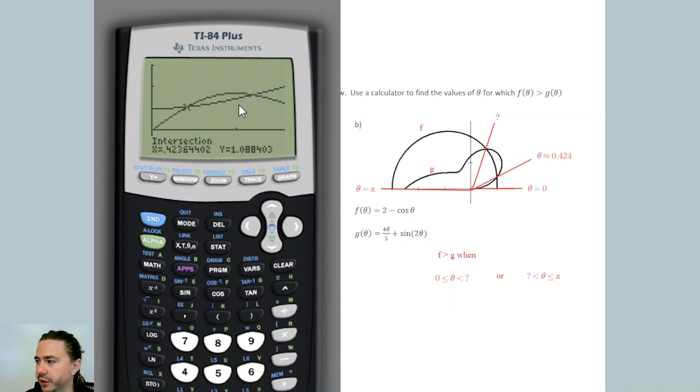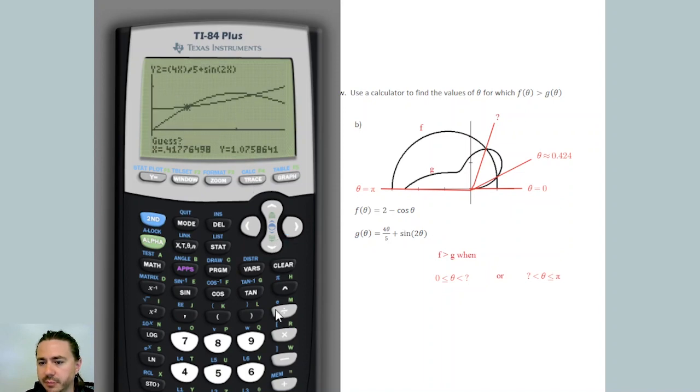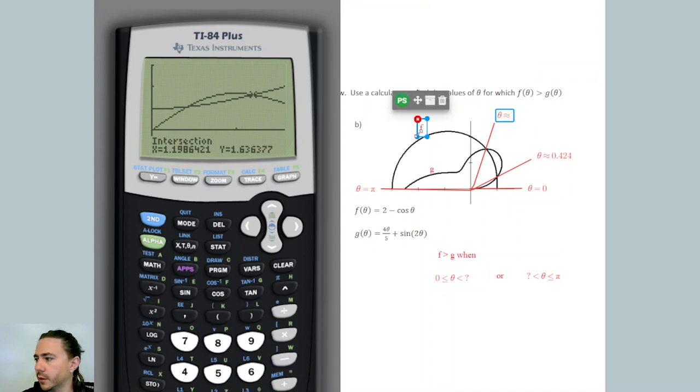And the other intersection is going to be over here. We just have to be a little careful when we go through the intersect and hit enter, enter. Make sure the guess is closer to that other one. So I'm going to scroll over here until I get a little bit closer to that intersection. You don't have to be right on it, but just make sure you're as close as possible. Okay, there's the next one, 1.199.